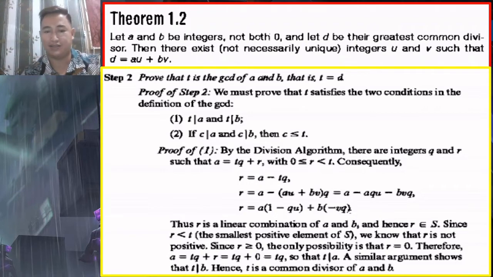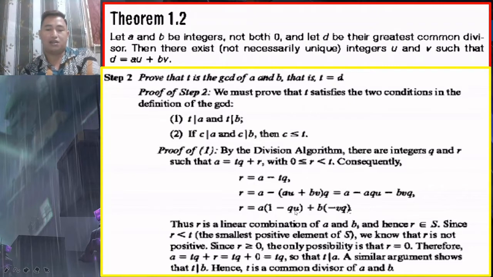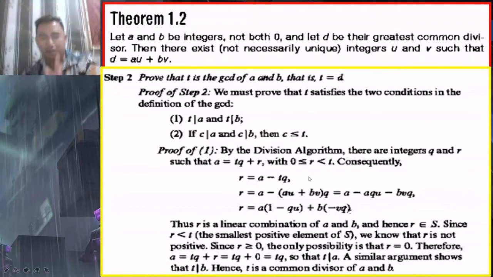R is a linear combination of A and B, and hence R is an element of S. It is a linear combination, since it has the form AU plus BV.